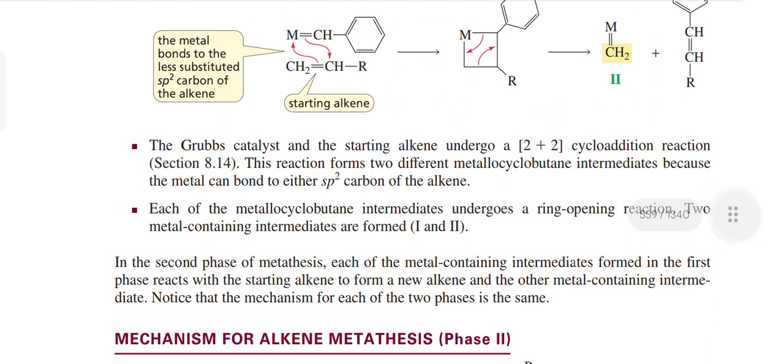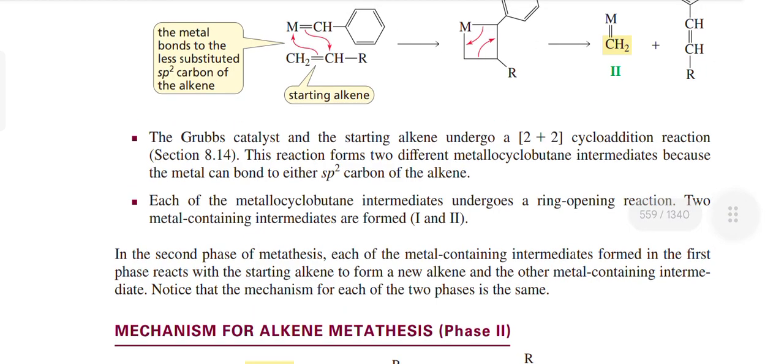The Grubbs catalyst and the starting alkene undergo a 2+2 cycloaddition reaction. This reaction forms two different metallocyclobutane intermediates because the metal can bond to either sp2 carbon of the alkene. Each of the metallocyclobutane intermediates undergoes a ring opening reaction. Two metal-containing intermediates are formed, first and second.